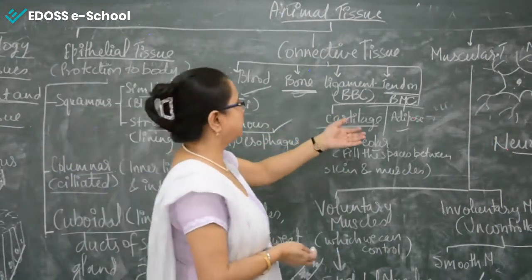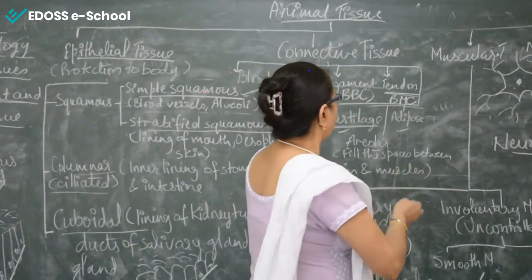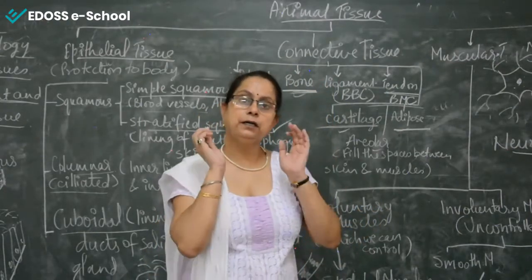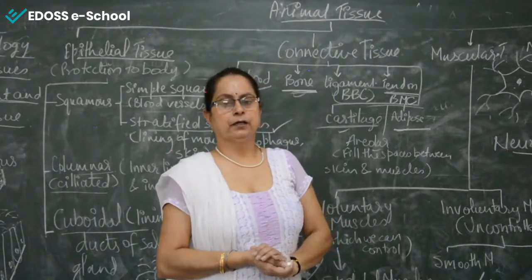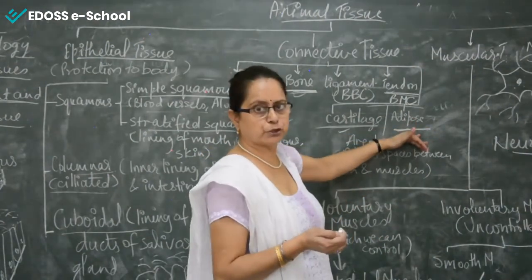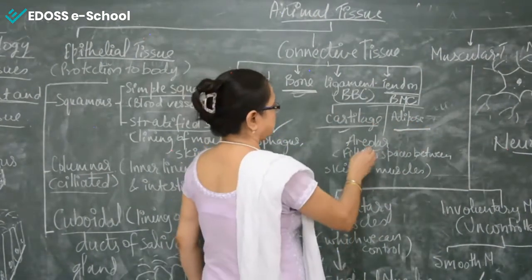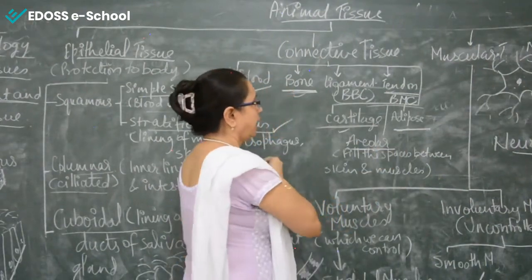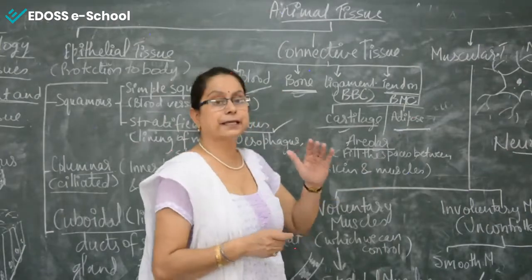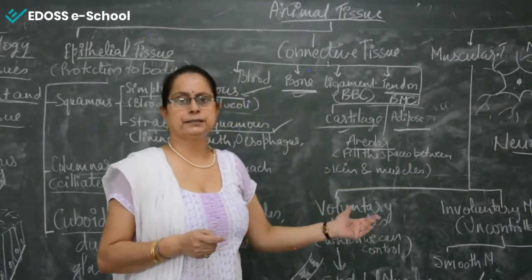Next to the cartilage is adipose tissue. Adipose tissues are the tissues that are responsible for the deposition of fat. Where is the fat deposited in the body? In the adipose tissue. The last connective tissue is called areolar tissue. Areolar tissue is responsible for filling the spaces between the skin and muscle. That is its main function.